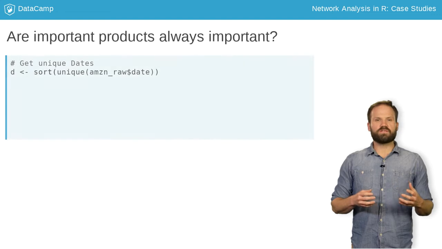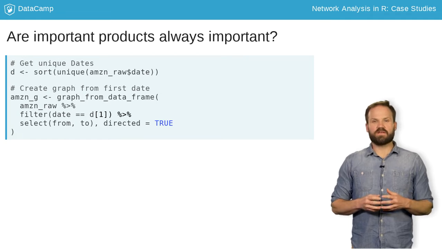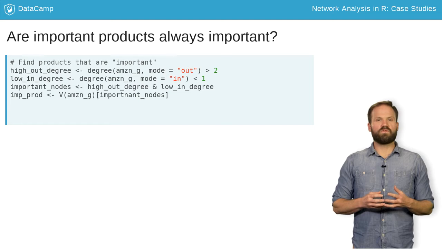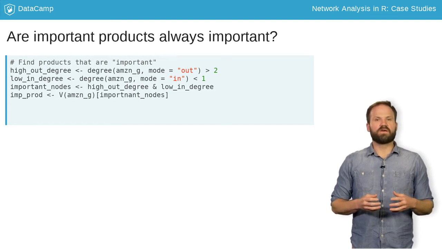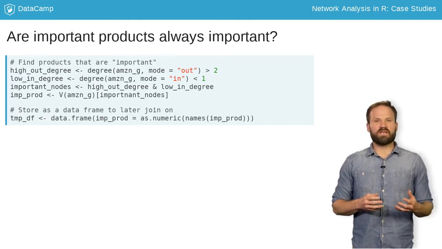The first thing we'll need to do is extract all the unique dates from the raw data. We'll then build up our graph from the earliest date, in this case, D of 1. Just like before, we'll find important vertices based on high out degree and low in degree. Finally, we'll be joining these vertices back to the data at each unique date, so we'll store them as a data frame.